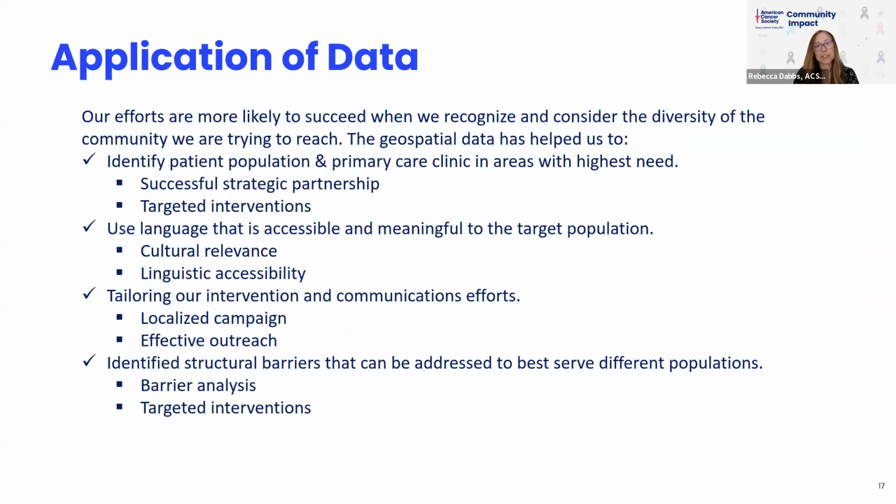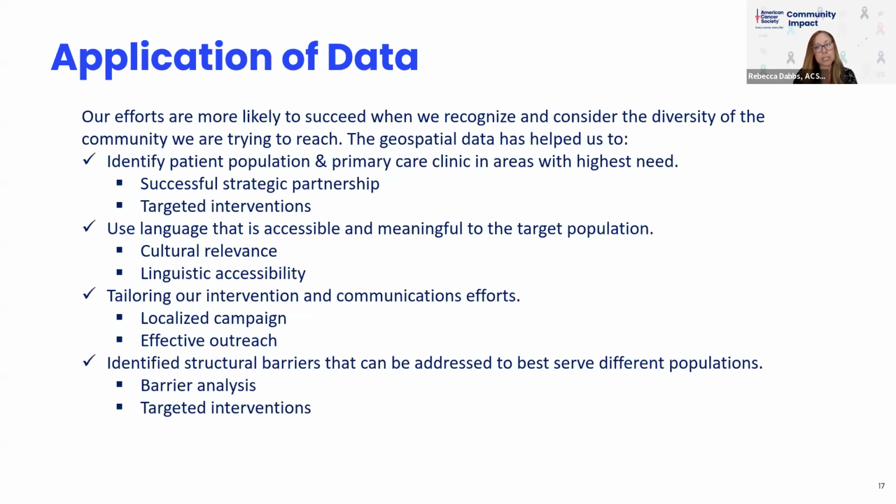So our efforts are more likely to succeed when we recognize and consider the diversity of the community we're trying to reach through its demographic data. The geospatial data has been instrumental in enabling us to achieve this by helping us to identify the patient population in primary care clinic areas of highest need. We formed a strategic partnership with primary care clinics located in these high need areas to maximize our outreach and impact and develop targeted interventions to meet the needs of the population.